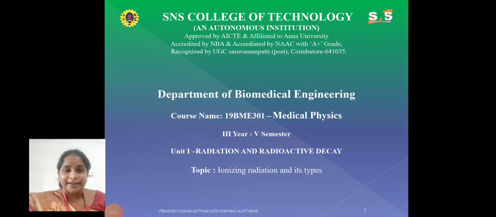This is Dr. Karthika from the Department of Biomedical Engineering, SNS College of Technology, Coimbatore. Today we are going to discuss radiation and radioactive decay in medical physics. And thus we are going to discuss ionizing radiation and its types here.